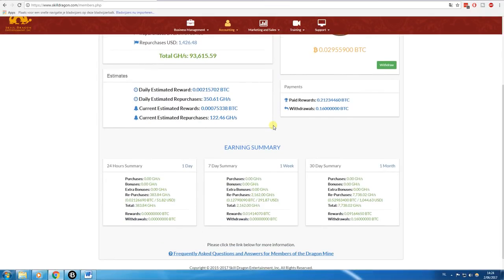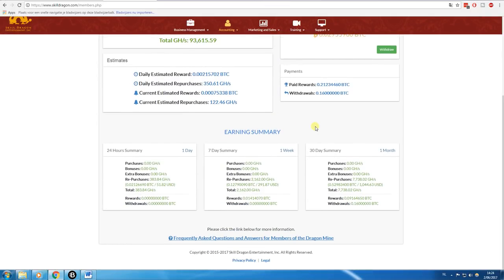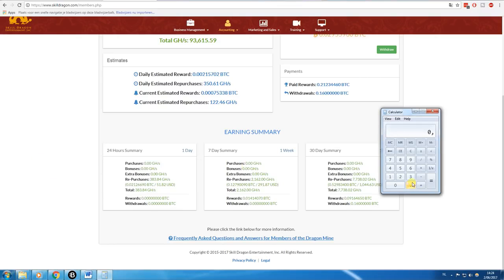So as most of you know, I repurchase most of my income, most of my mined Bitcoins, into more power for my miner. So the last 30 days it was for $1,044 that I repurchased more power, and I got these rewards. Let's calculate how much that is in Bitcoin value. Then you can have a better idea at how much I am earning every month.